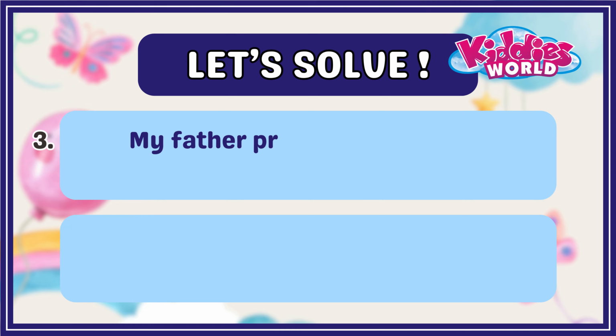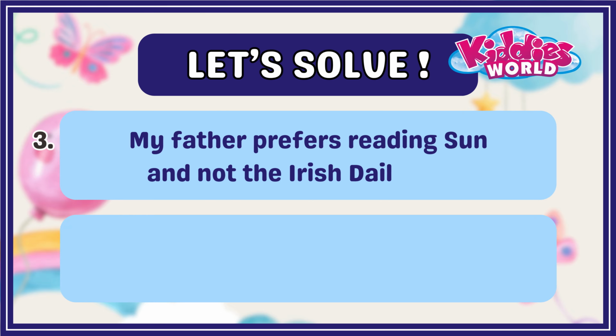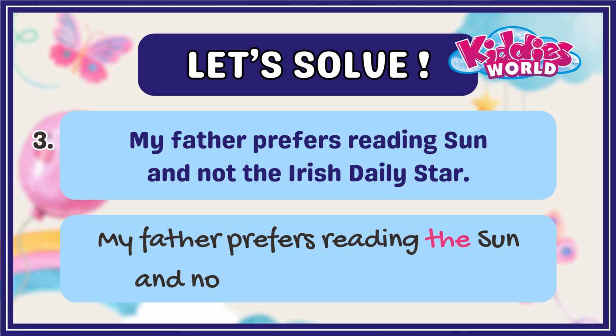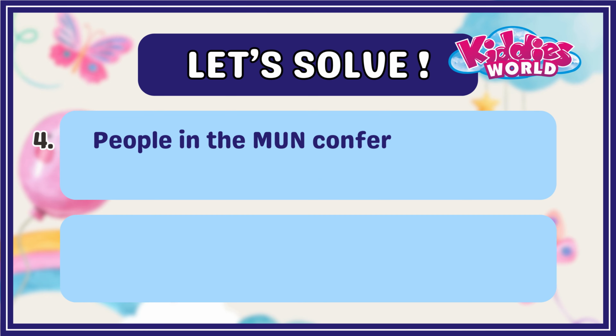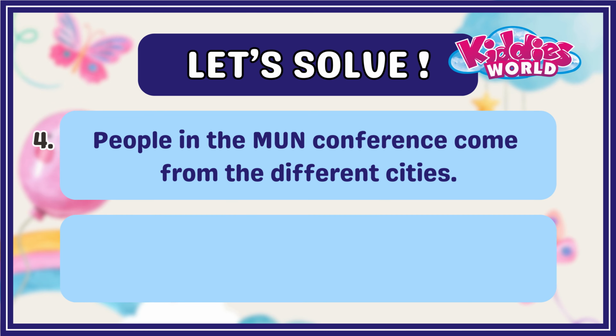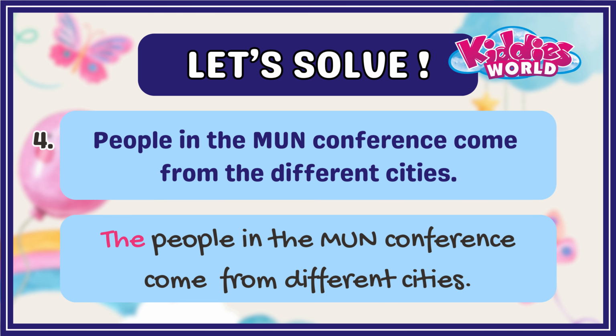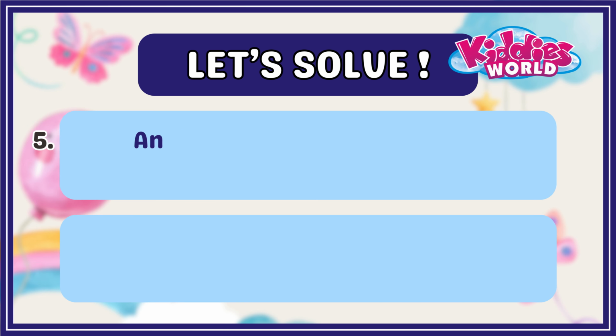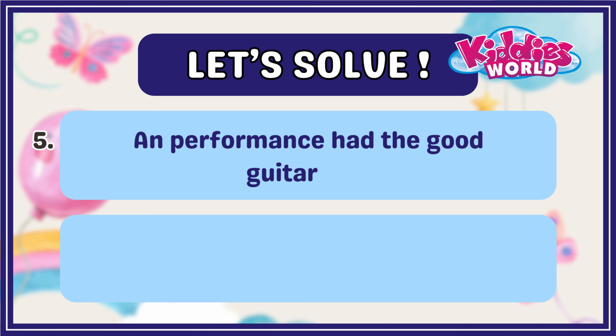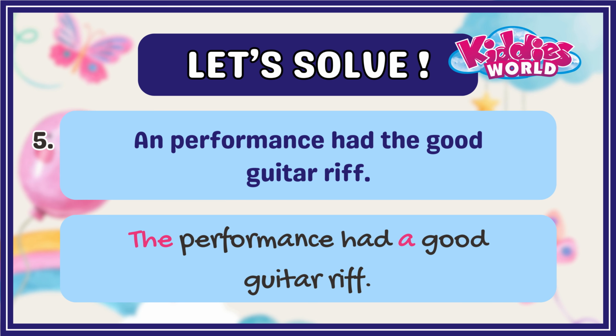3. My father prefers reading Sun and not the Irish Daily Star. My father prefers reading The Sun and not the Irish Daily Star. 4. People in the MUN conference come from the different cities. The people in the MUN conference come from different cities. 5. An performance had the good guitar riff. The performance had a good guitar riff.